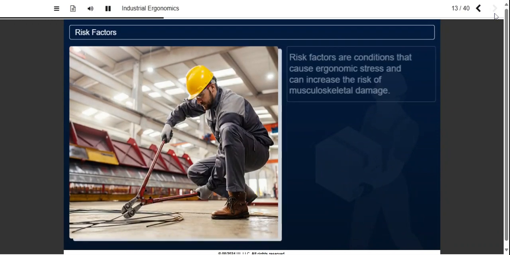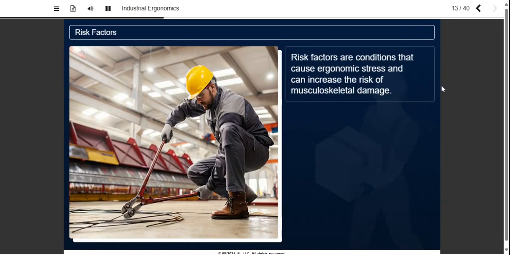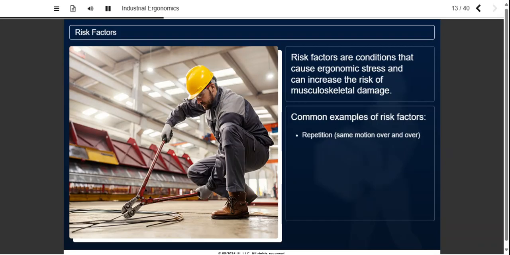Risk factors are conditions that cause ergonomic stress and can increase the risk of musculoskeletal damage. Let's consider some common examples of risk factors. Repetition involves performing the same motion over and over. Forceful motion is when you use excessive force or effort for tasks such as pulling, pushing, and lifting.